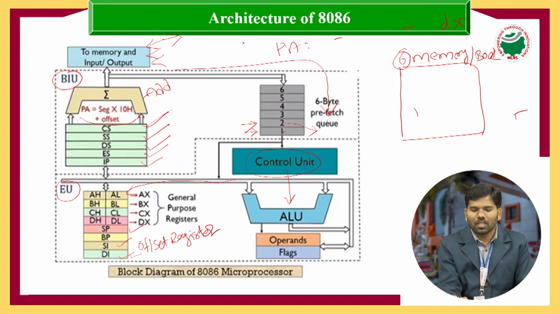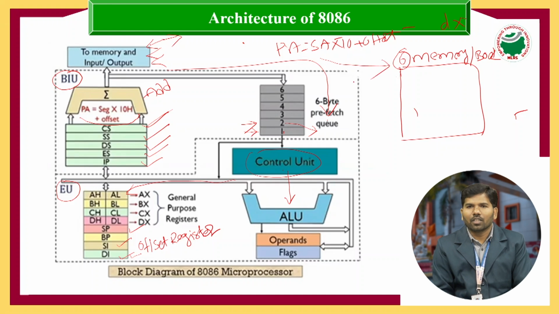Physical address is equal to segment address into 10 plus offset address, right? Here the segment address is 6. So I have a memory or book, and in that book my required data is available in page number 6. That is your segment address.